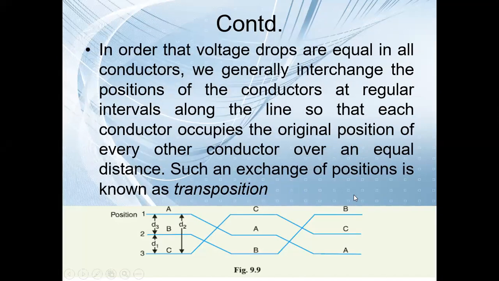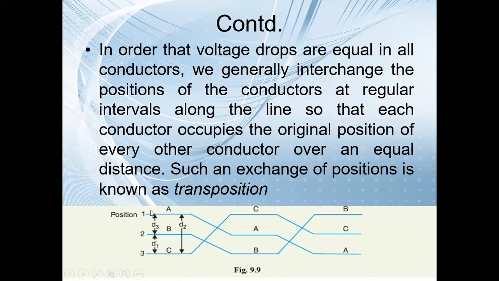In order that the voltage drops are equal in the conductors, we generally interchange. This is a very, very important thing. We generally interchange the position of the conductors at regular intervals along the line so that each conductor occupies the original position of every other conductor over an equal distance. Such an exchange of position is known as transposition. So just try to understand. We have understood that there is a problem of unequal voltage drop. To mitigate this problem, the conductor position is changed at regular intervals.